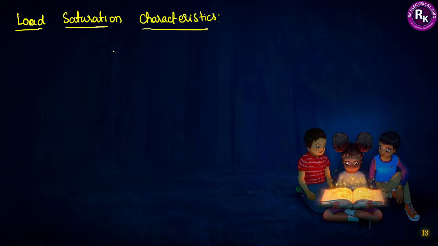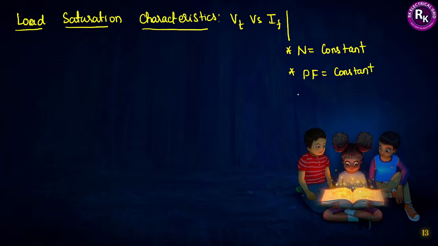Here we are going to draw the curve between terminal voltage versus field current, that is called load saturation characteristics. As usual, a few parameters are going to be constant. First, the speed of the alternator should be maintained constant, and second, the power factor of the alternator should be maintained constant. Field current is varying, and obviously we maintain the armature current constant. So three parameters are constant here: power factor, armature current, and speed.